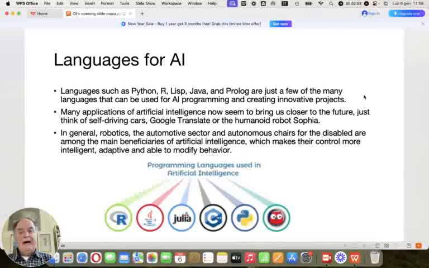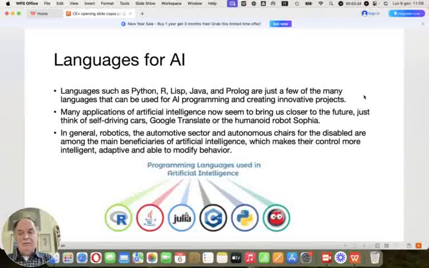Languages such as Python, R, Lisp, Java, and Prolog are just a few of the many languages that can be used for AI programming and creating innovative projects. Many applications of artificial intelligence now seem to bring us closer to the future. Just think of self-driving cars, Google Translate, or the humanoid robot Sophia.